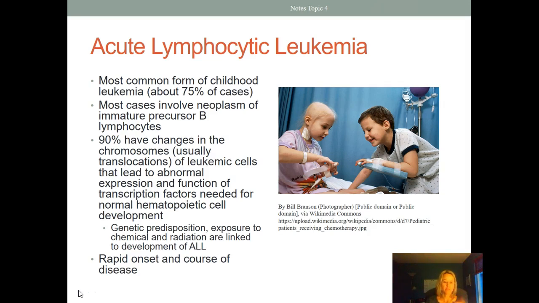It's thought to be caused by a genetic predisposition or exposure to chemicals and radiation. These are all things that are related to the development of ALL. Because it's acute, it is rapid in onset with more marked signs and symptoms.